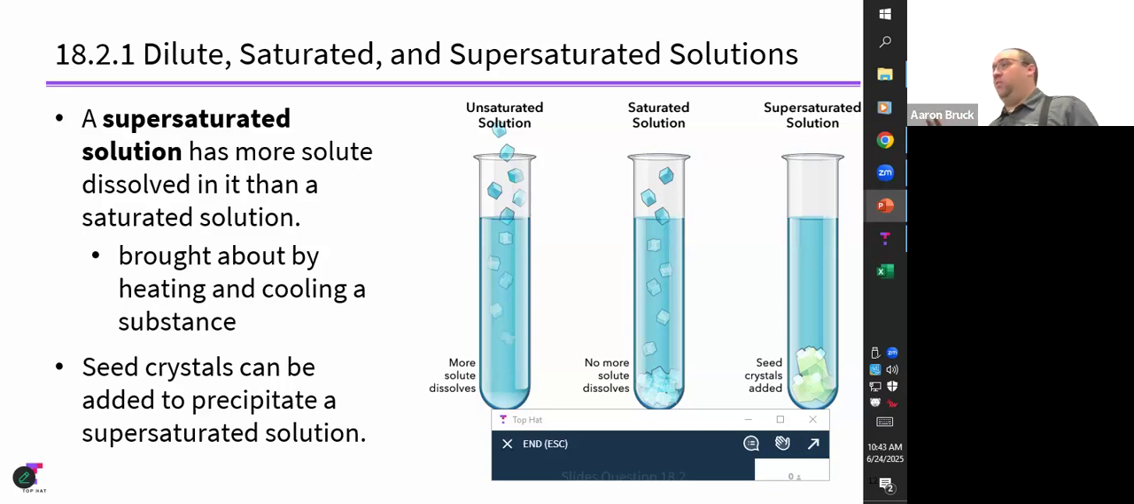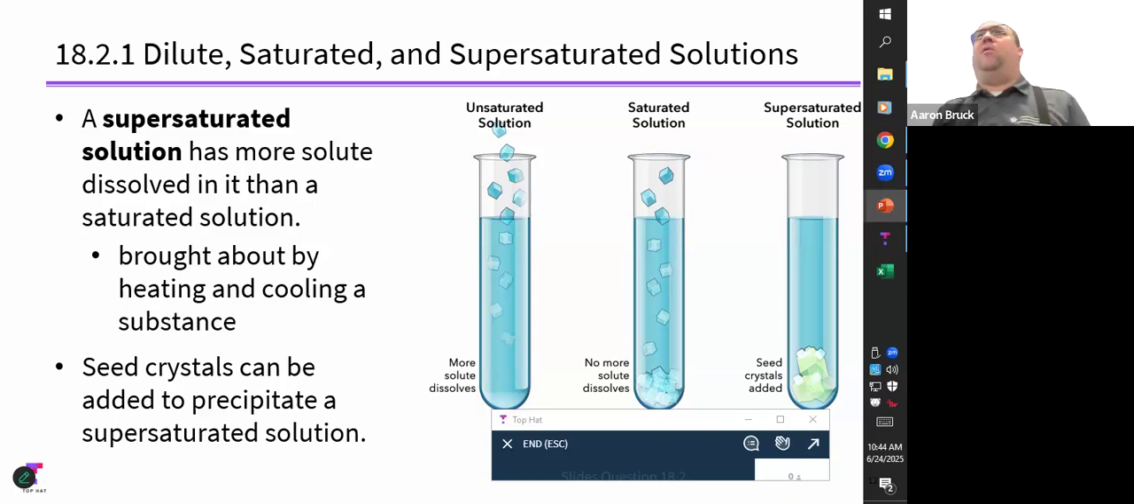But for some molecules, for some solutions, that doesn't happen. For some solutions, even after we've cooled it down, it remains a solution. Now we know we're above the saturation limit because we've calculated it out, and yet the solution remains one phase. It appears that everything is dissolved. What we have in that situation is a supersaturated solution.